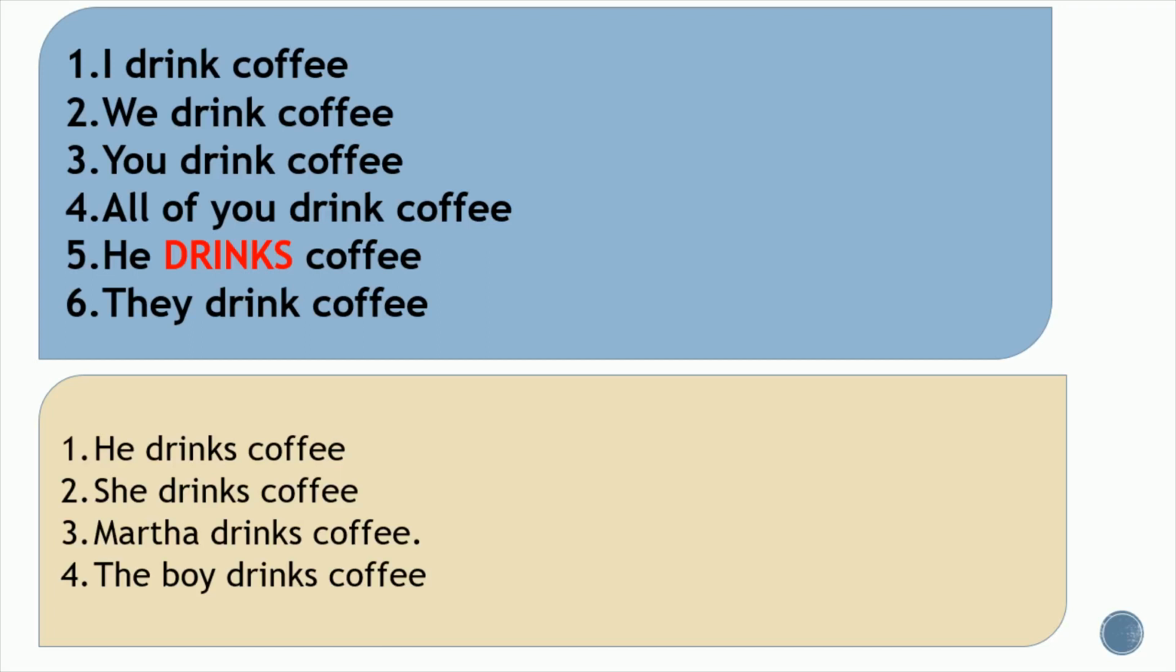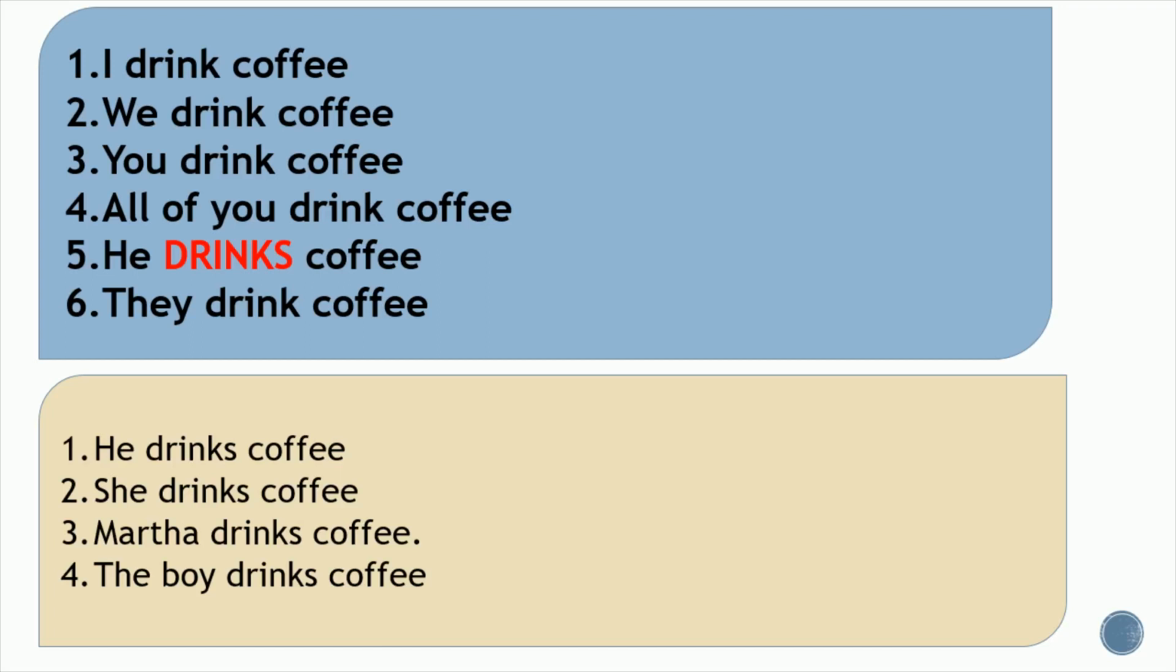Now, if you study the second box, you see examples of third person singular. All the subjects in the second box belong to the category third person singular. That is why all of them use the structure verb plus S. He drinks coffee, she drinks coffee, Martha drinks coffee, the boy drinks coffee. Since he, she, Martha, the boy belong to third person singular category, they will use the structure drink plus S.